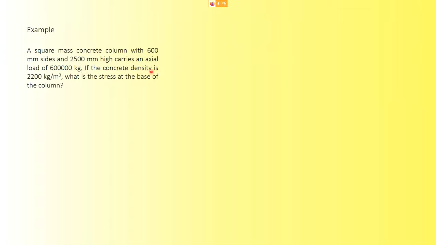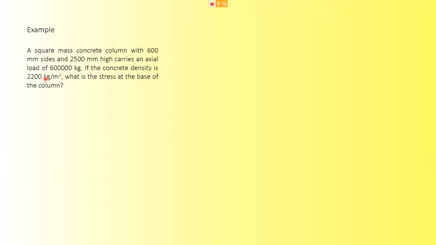Now, if the concrete density is 2,200 kg per meter cube, now given this is the density of the concrete material, why do they give us this value here? Why do they give us this 2,200 kg over meter cube? Okay, so this one will help us to find out the self weight of the concrete column.